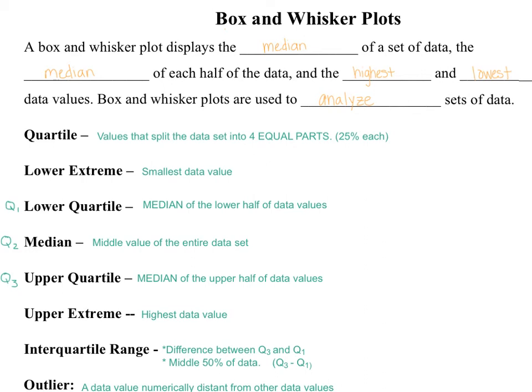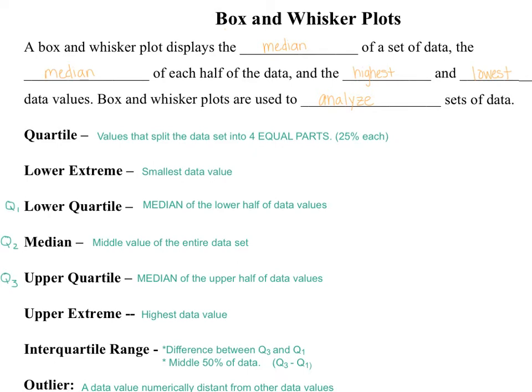Okay guys, today we're going to be looking at Box and Whisker Plots, which again should be review for you guys. You should have done this back in Algebra 1, but a Box and Whisker Plot displays the median of a set of data and the median of each half of the data and the highest and lowest data values. So, a Box and Whisker Plot is really, guys, just a good way to analyze different sets of data.